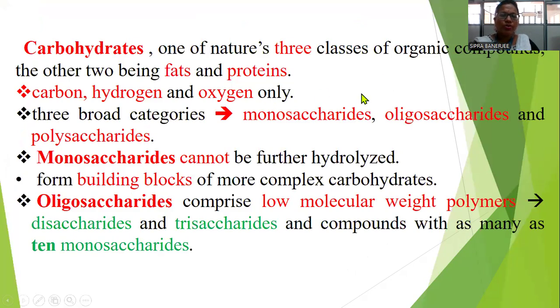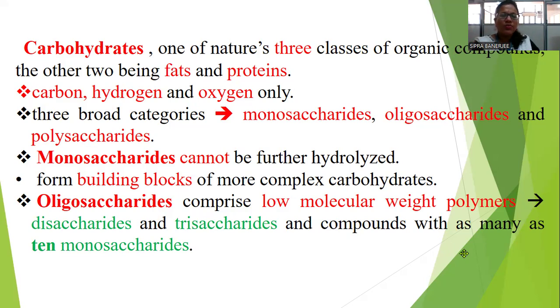First of all, we should know carbohydrate is classified into three categories: monosaccharide, oligosaccharide and polysaccharides. Monosaccharides are the single moiety, a single glucose unit, which cannot be further hydrolyzed. They form the building blocks of more complex carbohydrates. Now coming to the oligosaccharide, that is a low molecular weight polymer composed of near about 10 units.